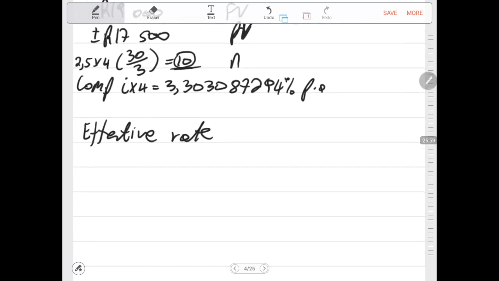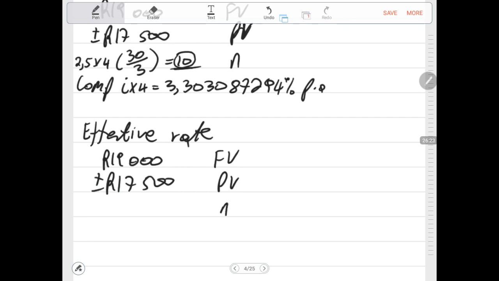Effective rate of interest. And we know once again that the effective rate of interest is the one that is annual equivalent, meaning our N must be for the full year, must be in years. So we have our 19,000 rands, which is the future value. We have our present value, which is 17.5 plus minus. Our N must be in years, and we said now for N to be in years, we need to say 30 divided by 12, which is 2.5 years. You can just punch 2.5 N or 30 over 12 N.